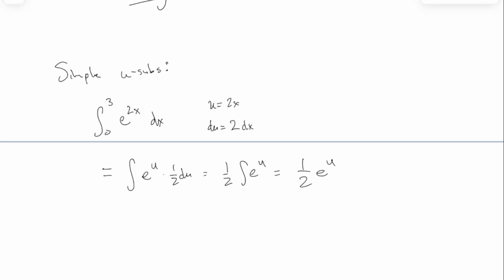And then I plug the original variable back in, and then I evaluate at 0 and 3. And my final answer is 1/2 e to the 6 minus 1/2 e to the 0. All right? So this is the way that I would usually do this kind of a substitution.